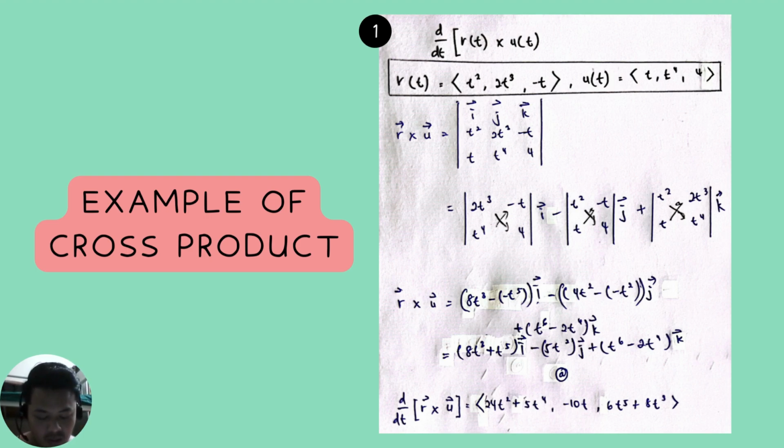Okay, we will evaluate this by using the cofactor expansion method. And remember, this first 2 by 2 determinant will be formed by eliminating row 1 and column 2, which is 2t power 3, negative 4, and t power 4 and 4.